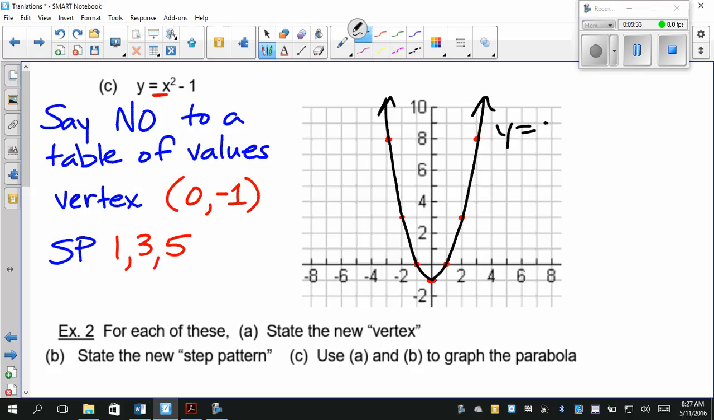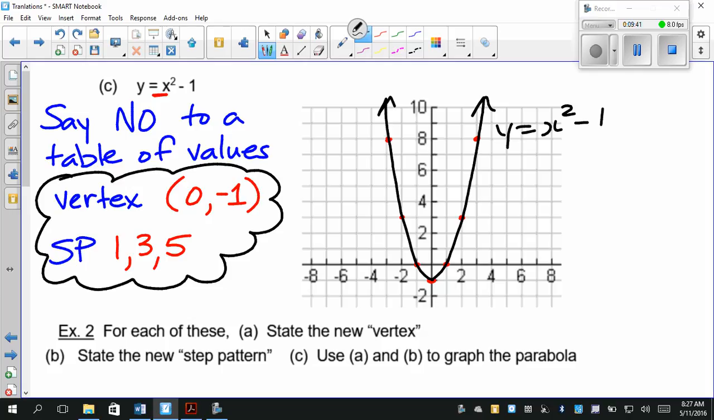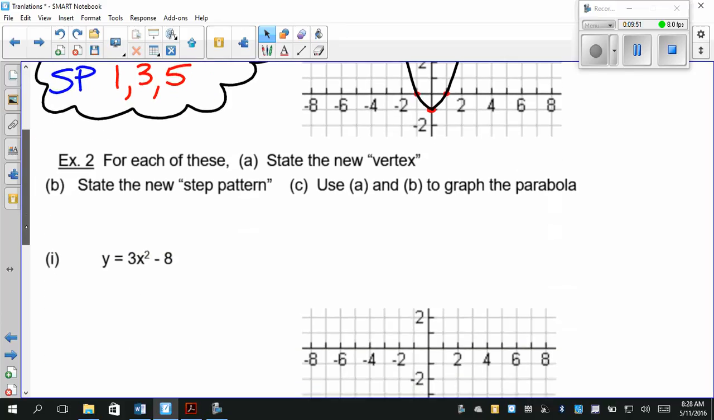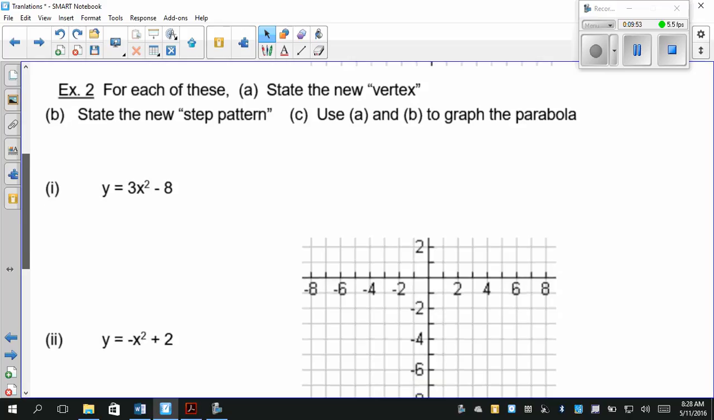So hopefully you can see the importance of those two pieces of information. If you know the vertex for your parabola and you know the step pattern, then you can graph it very easily. All right, let's jump down to these guys. So for these ones, we're going to do just what we did up above. We're going to state the vertex, and we're going to state the new step pattern. So vertex and step pattern.